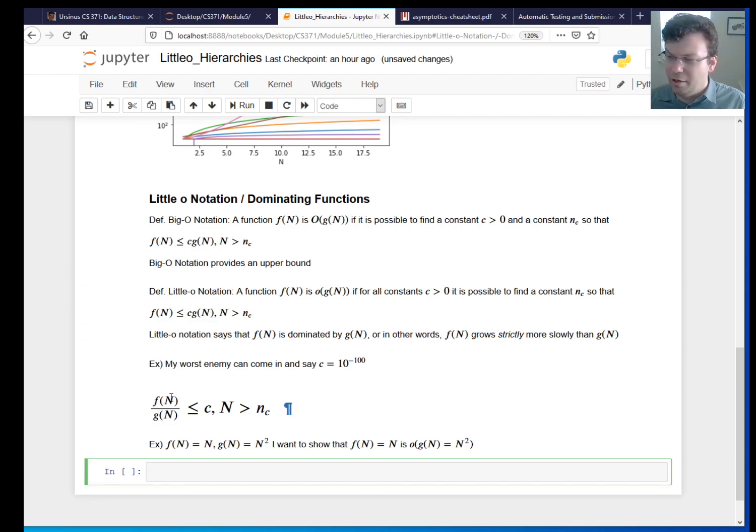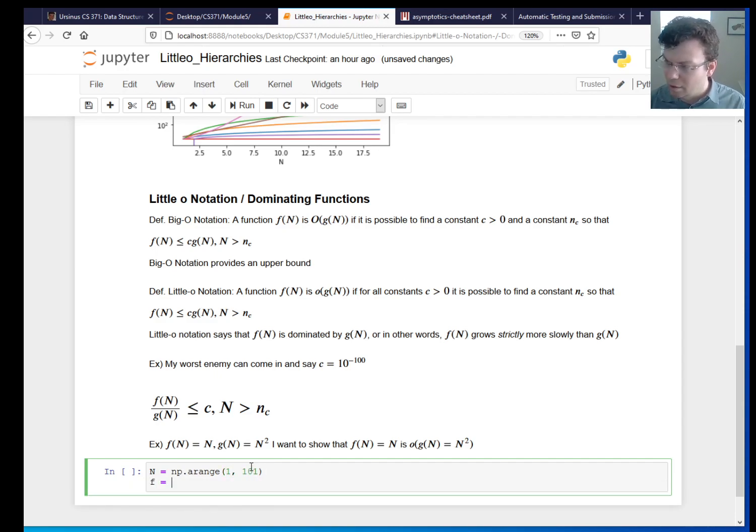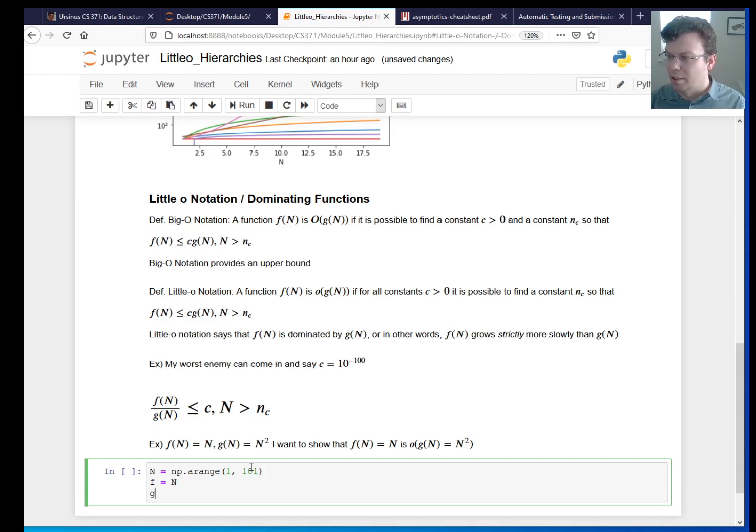So again, another way of saying that is that the ratio of f of n to g of n should be less than or equal to whatever constant I choose. So let's look at this example where I look from 1 to 100, and my f is n, and my g is n squared. And let's say that the constant that I choose is 0.01, so a pretty small constant.